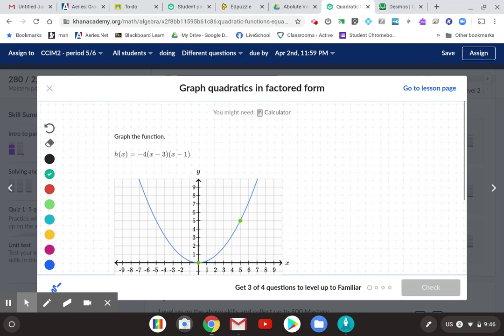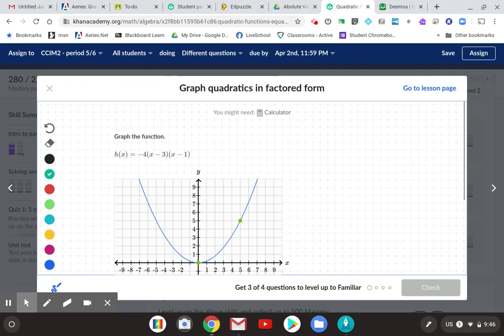Hi guys, I know that some of you have trouble with the Khan Academy, so I wanted to go over some, at least my problems, because everybody gets different problems here. I wanted to go over the factored form, and then on another one I'll go over how to do it in standard form too. Standard form you will need to use Desmos a little bit more. Factored you just need a calculator. So, graphing quadratics in factored form.